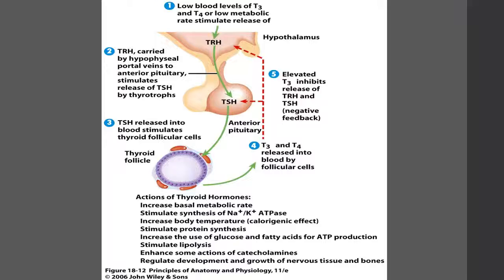And down there at the bottom it says actions of thyroid hormones: increases basal metabolic rate, stimulates the synthesis of sodium potassium ATPase, which breaks down ATP, increases body temperature, that's caloriogenic. If you burn more calories, your body's going to get warmer, stimulates protein synthesis, and so on. And if you've been in practice very long, you've seen some hypo or hyperthyroid patients. And when you figure out what thyroid does, then it makes perfect sense, the symptoms that you will see.